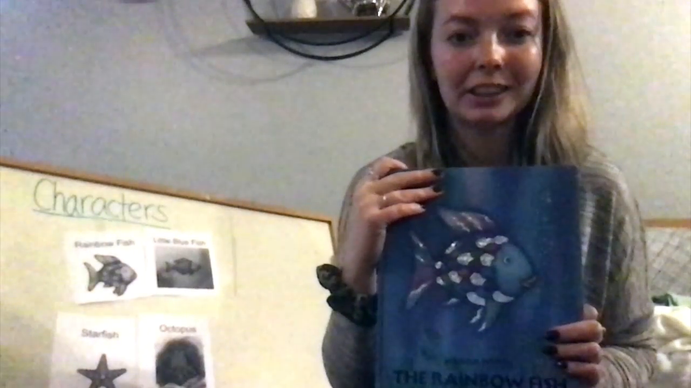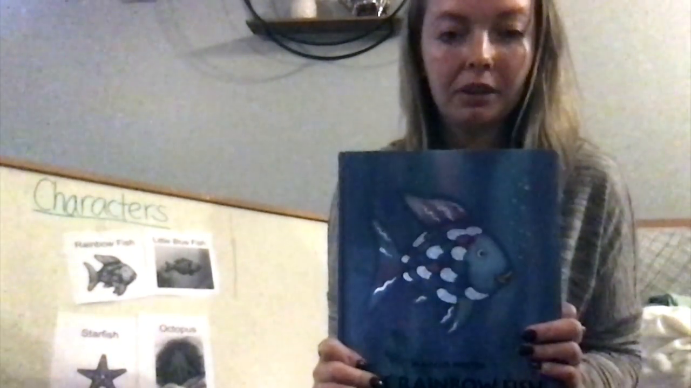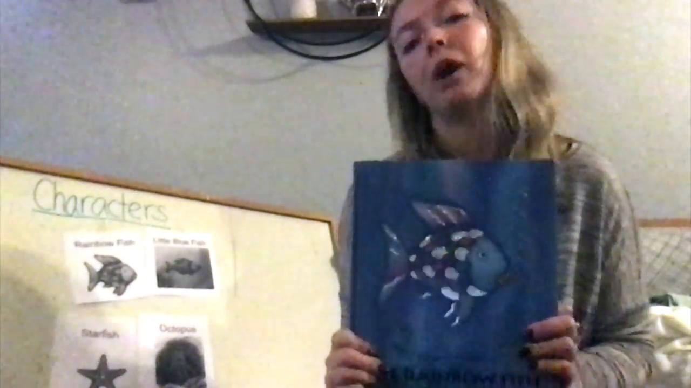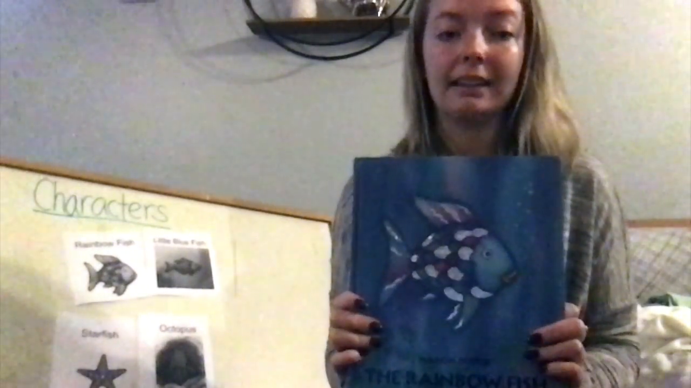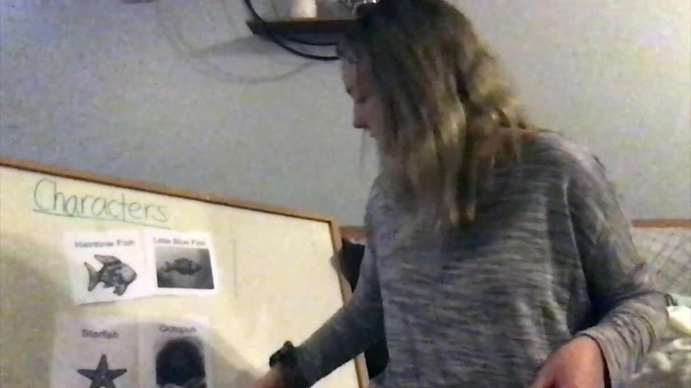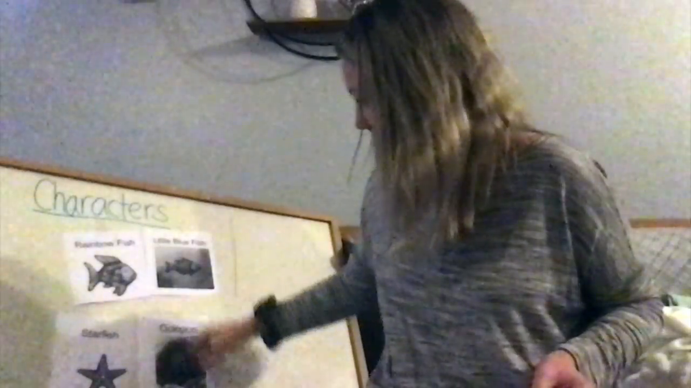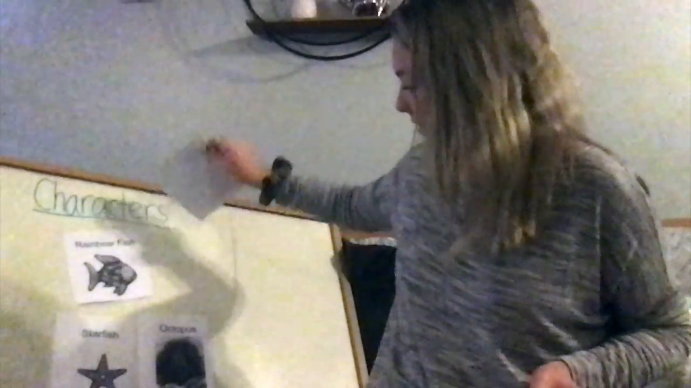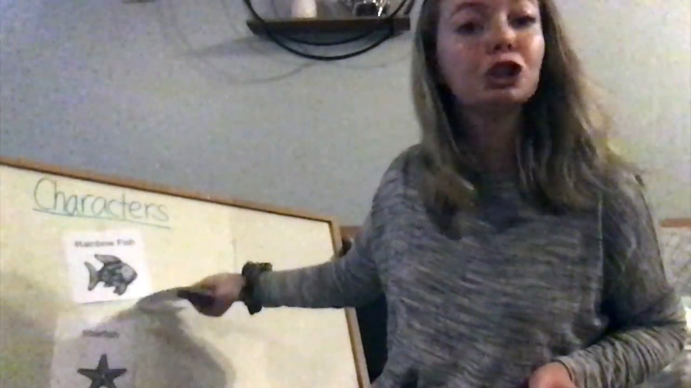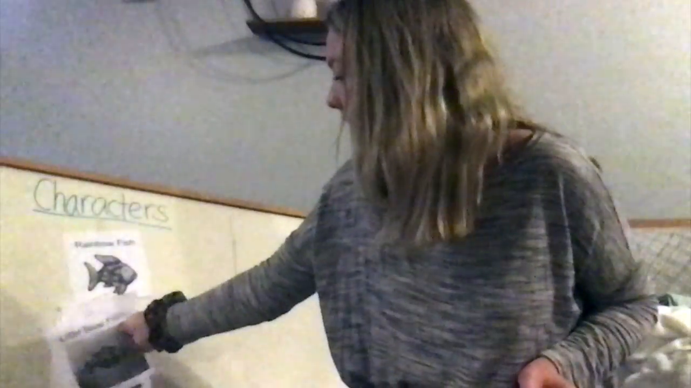Do we think the rainbow fish is the main character in this story because it is who it is mostly about? Because it's all about him and his shiny scales and how he doesn't want to give them away at first. But then he decides to give them to his friends and everyone is happy. So that's awesome. So the main character in this book is the rainbow fish. You did so awesome with that.